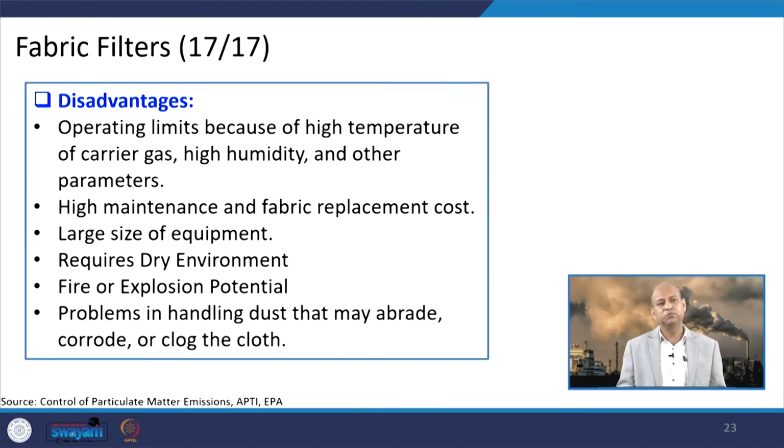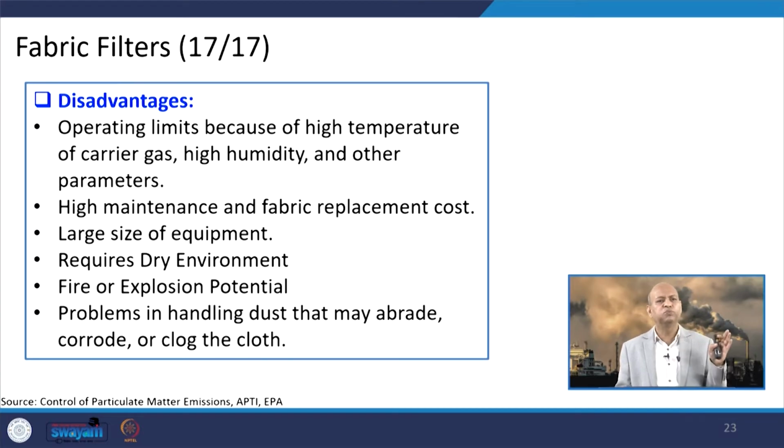Okay. But there are some disadvantages also, like there are limitations in terms of high temperature of carrier gas or high humidity and other parameters, because it can't afford them; otherwise very high temperature can generate some fire related hazards. With high humidity, very tight cakes may be formed and it is difficult to remove them, so efficiency decreases. High maintenance and fabric replacement costs can be there. Large size of equipment is needed depending upon the flow rate. Then it requires a dry environment basically.